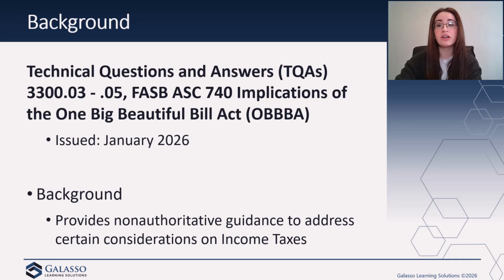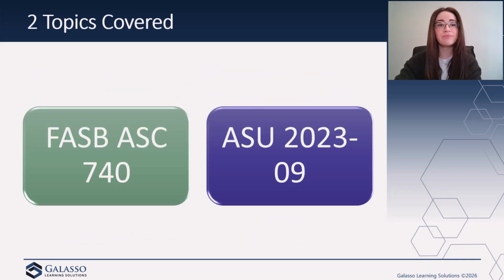As I mentioned earlier, technical Q&As give us non-authoritative guidance, so they aren't issuing any new standards or anything like that. What the AICPA is trying to achieve with this is just to answer some questions as to how OB3 is going to be impacting different organizations. As you may know, OB3 was signed into law in January of 2025, and it made some pretty significant changes to the US federal tax laws. So naturally, a lot of practitioners have questions.